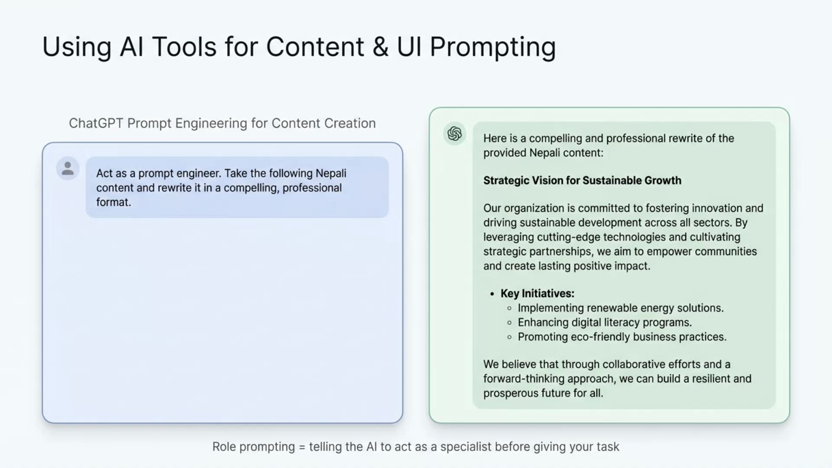Now, let's talk about a practical AI workflow that was demonstrated here. Instead of just asking ChatGPT to rewrite your content, you first give it a role. Act as a prompt engineer or act as a professional copywriter. This is called role prompting, and it dramatically improves the quality of the output. You're essentially telling the AI what kind of expert to behave like before it handles your task.